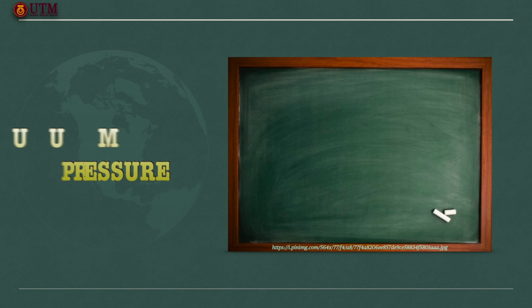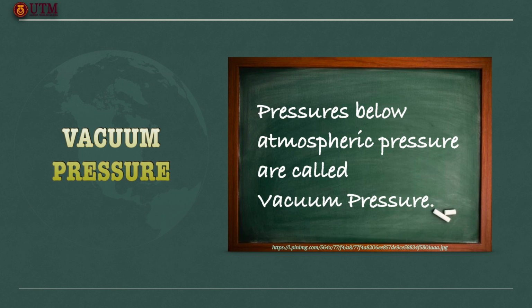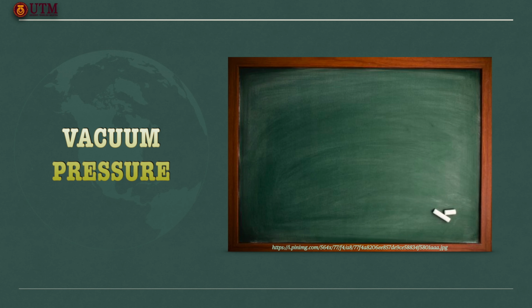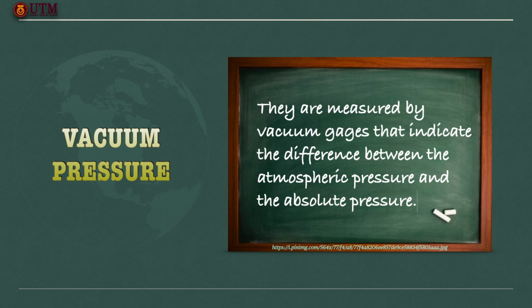The gauge pressure can be positive or negative, but pressures below atmospheric pressure are called vacuum pressures. They are measured by vacuum gauges that indicate the difference between the atmospheric pressure and the absolute pressure.